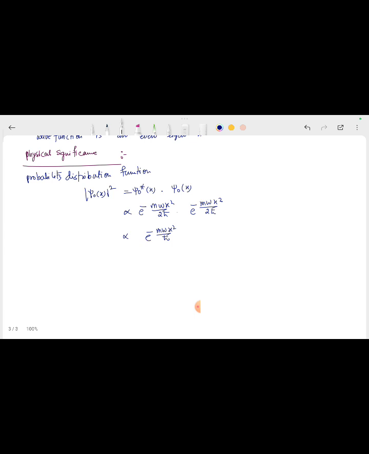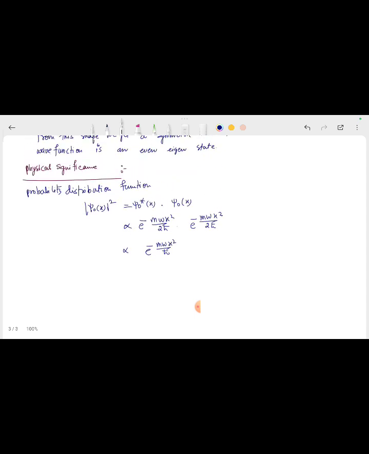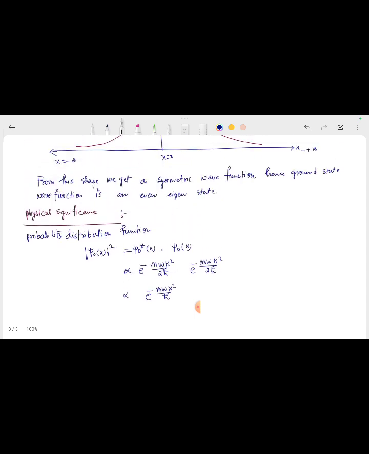Is it clear? So we have now calculated very important and conceptual questions. Now we plot this ground state eigenfunction and the probability distribution function in the same graph, right? In the same graph.